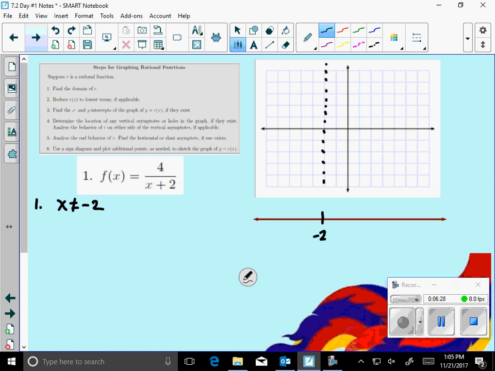All right, cool. Part 2, reduce to lowest terms if possible. Did I factor anything? No. Can I reduce anything? No. So, ain't nobody got time for that. Okay. I don't need to, right?